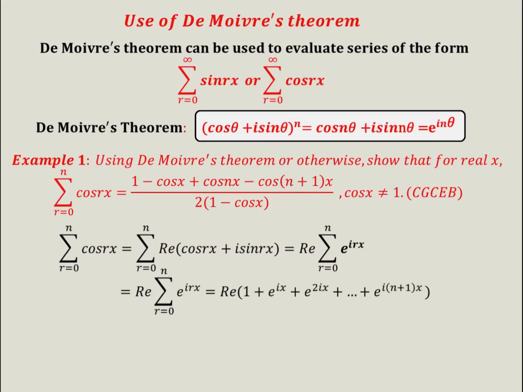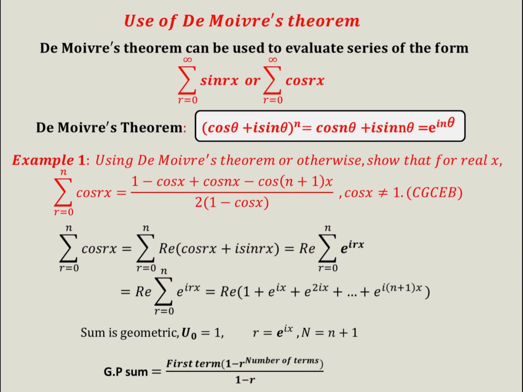From there, we proceed to write out and expand the series in order to see how the terms are generated. You will notice that the consecutive terms have a common ratio, and so it is a geometric series in which the first term is 1. The common ratio is e to the ix, that means the complex number cos x plus i sin x, and the number of terms should be n plus 1. Take the upper limit minus the lower limit plus 1, which gives the number of terms as n plus 1.